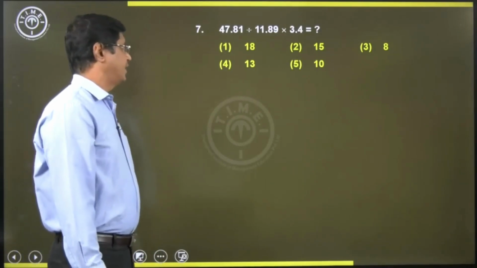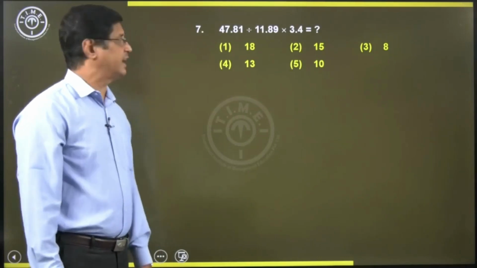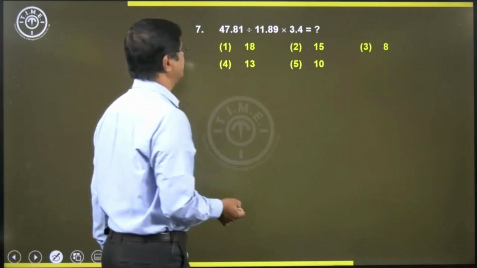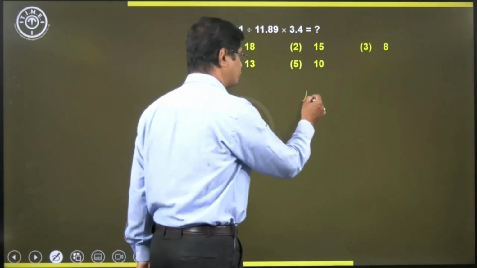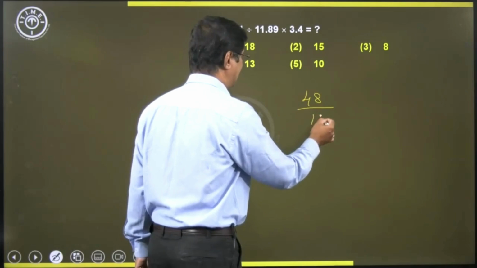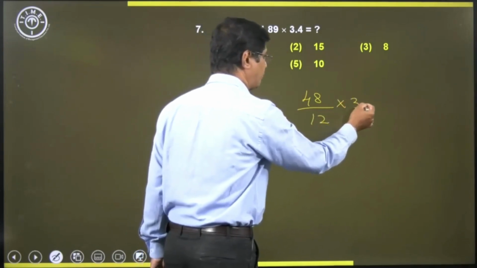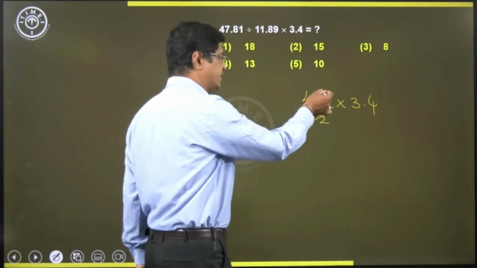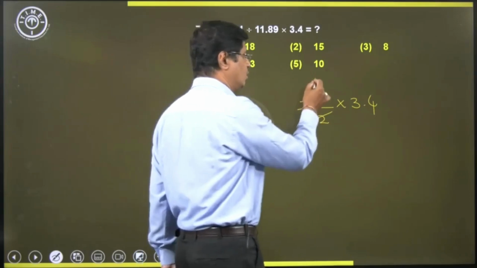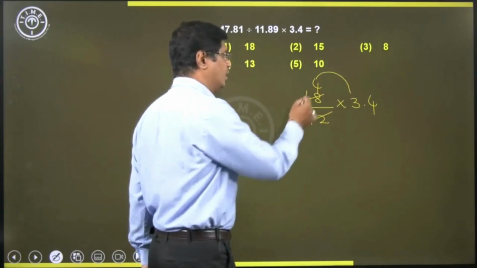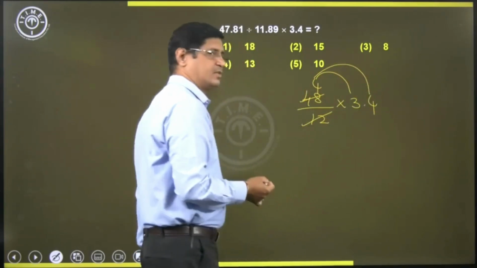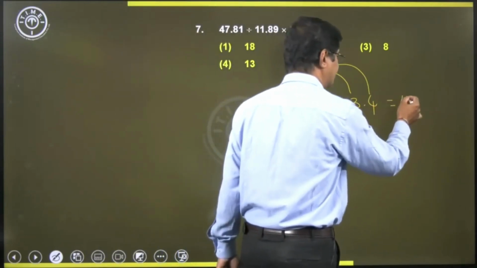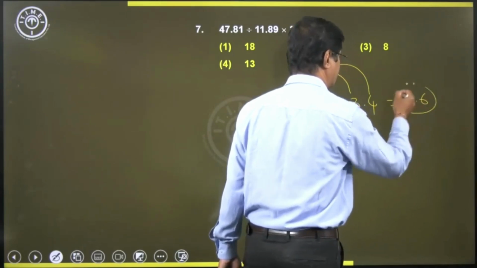47.81 divided by 11.89. 47.8, so approximately it is 48 by 12 into 3.4. Simplify. 12 it goes exactly 4 times in 48. 4 times of 3, 12. 12 plus 1.6. 12 plus 1.6 means it is 13.6.